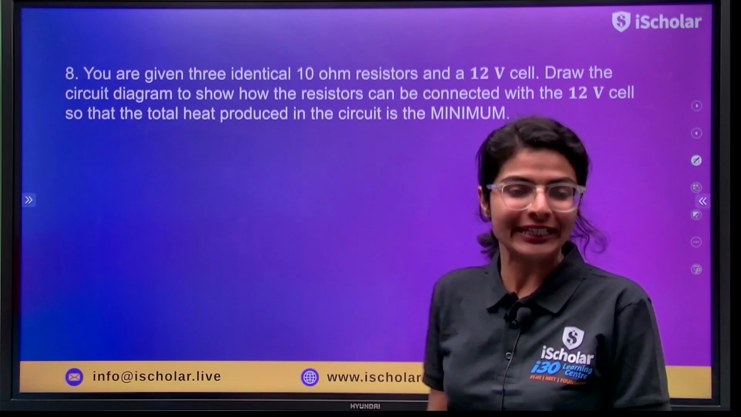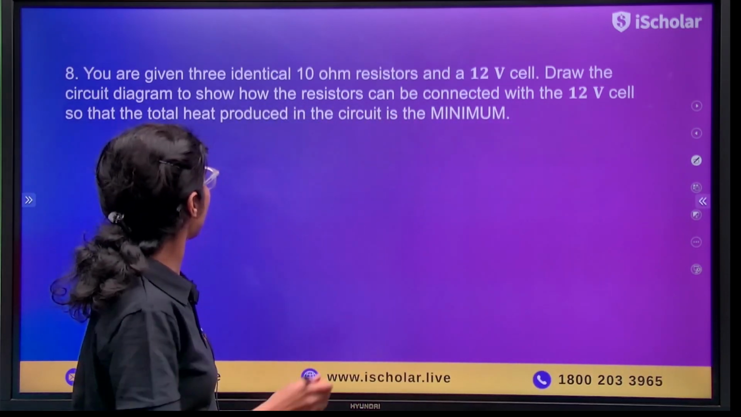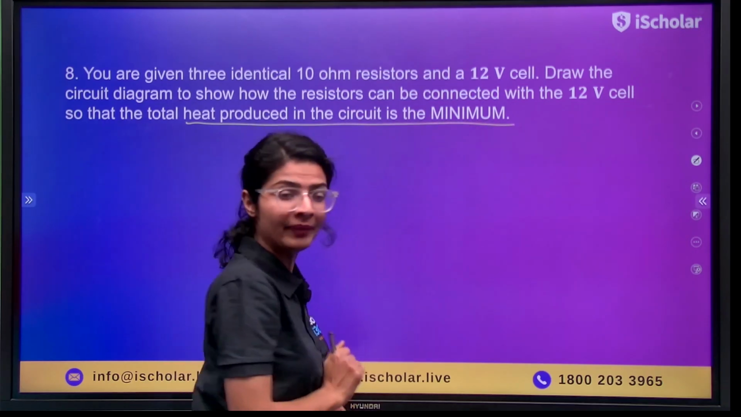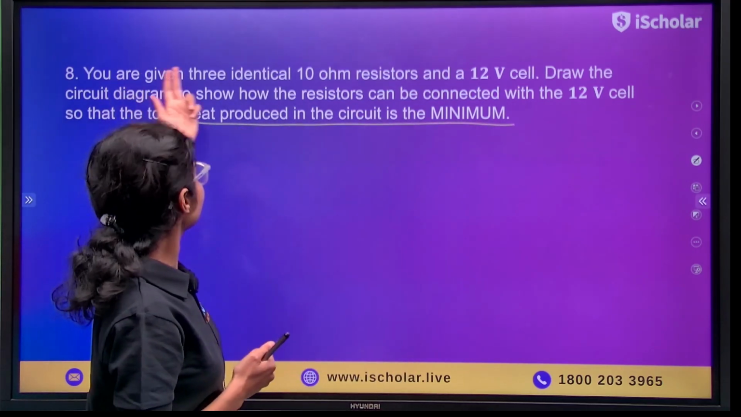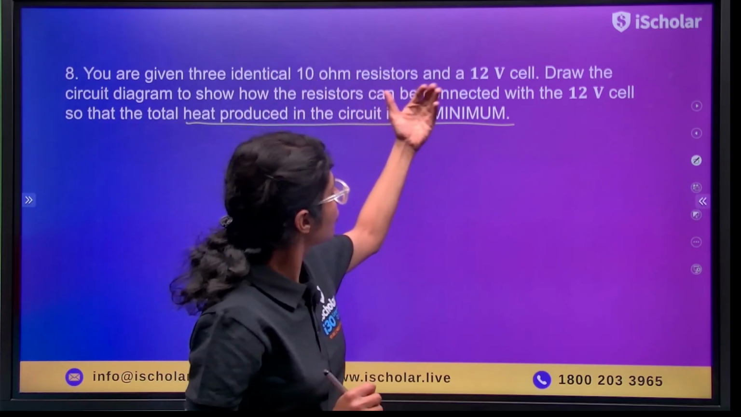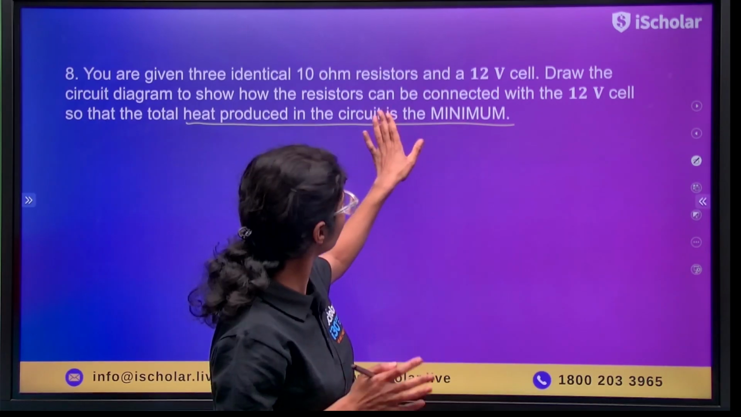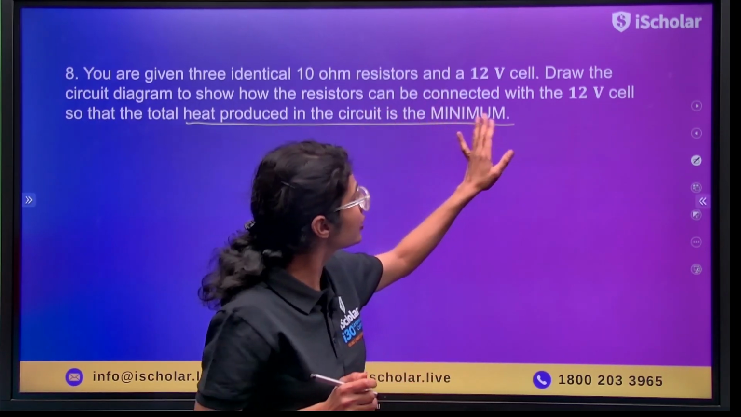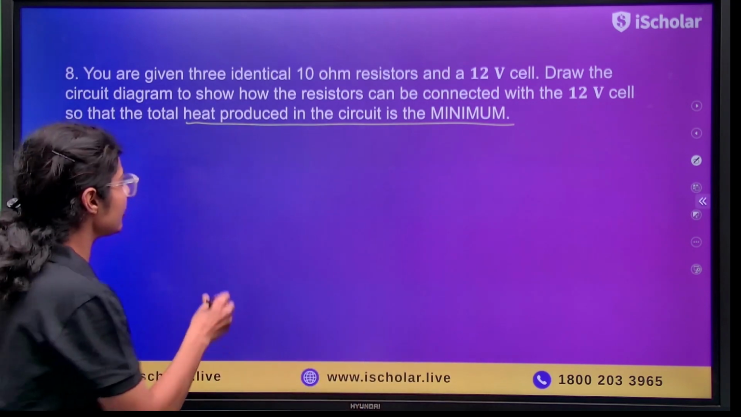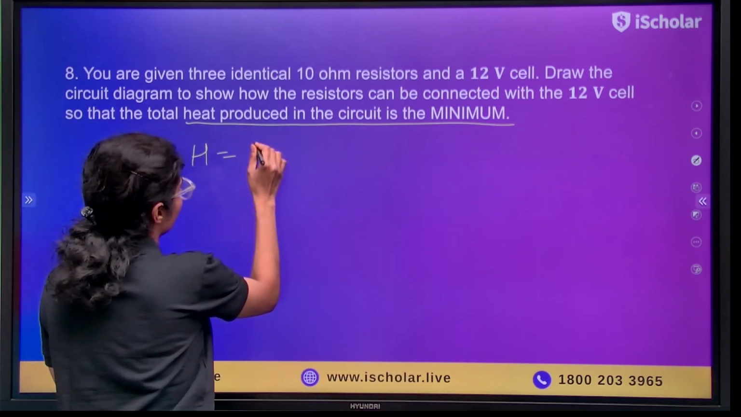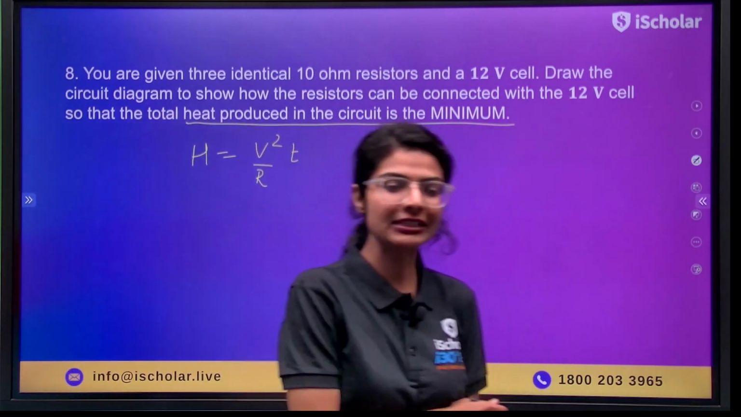Okay, so the next, and again a very important question, what is given? You have to calculate when the heat produced is minimum. What changes you can do is, you are given 3 resistors and 1 battery. You have to draw the circuit so that the cell is connected to 12 volt and the total heat is minimum. So writing the formula for the heat, that is V square by R into T. V stands for voltage, R for resistance.